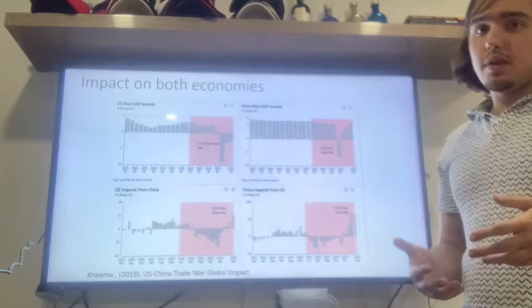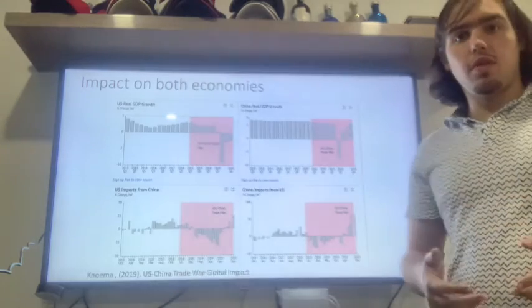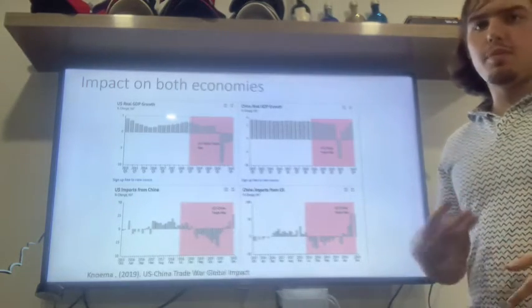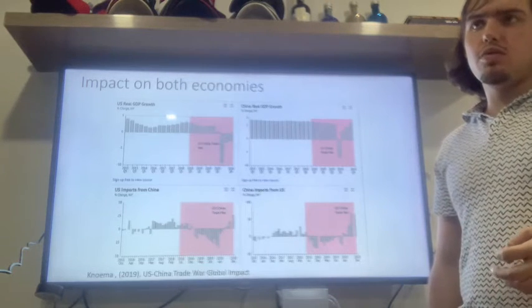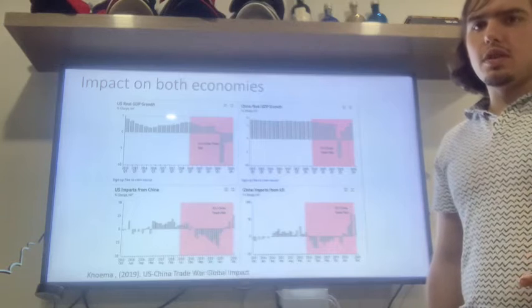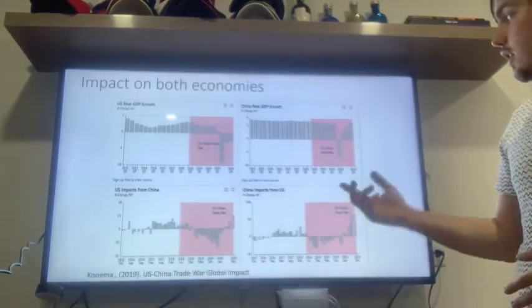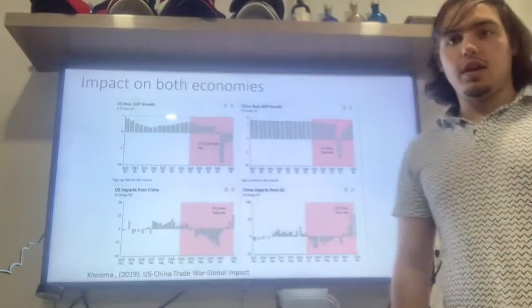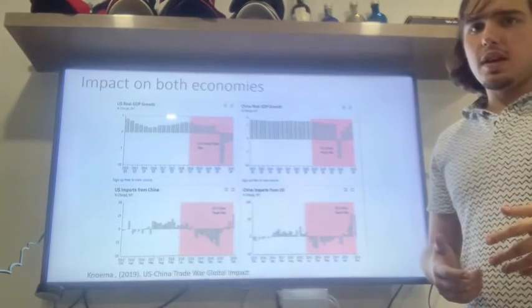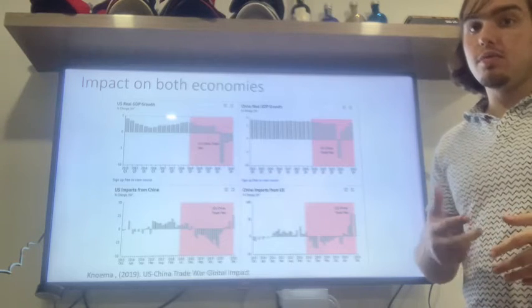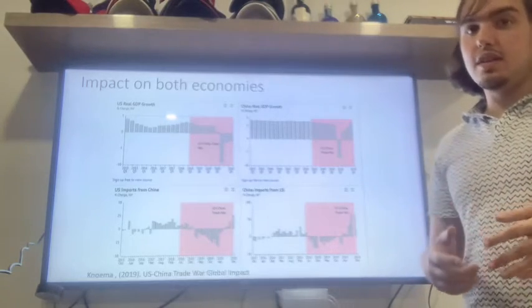as a result of the tariffs in 2018, US GDP growth reduced from 3.3% in 2018 quarter 3 to 2.1% in the third quarter of 2019. Similar to China's GDP growth, since it fell from 6.9% in 2018 quarter 2 to 6% in 2019 quarter 2.